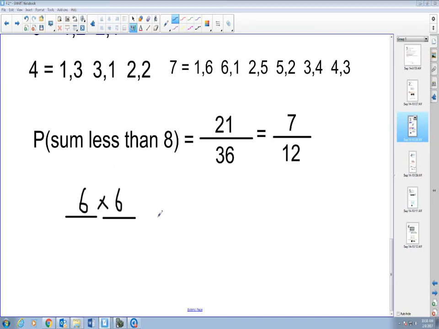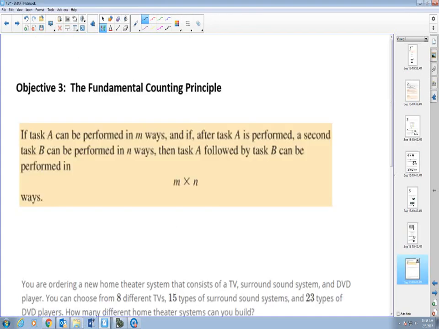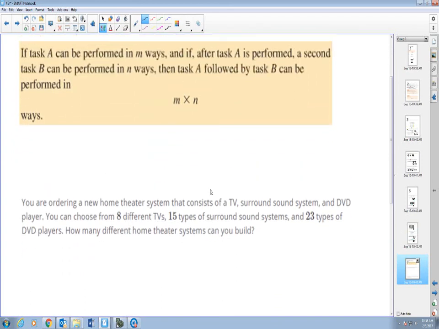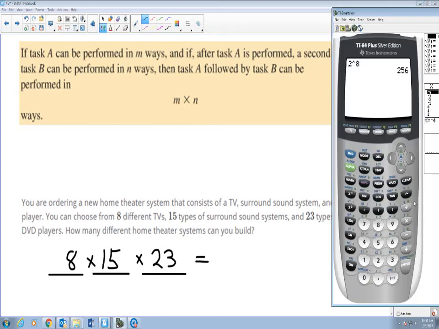Okay, so for these answers I had in the previous lecture video, I didn't tell you how I got those numbers. And the way I get them is by this thing called the fundamental counting principle. So we actually multiply. Let's say we're going to order a new home theater system that consists of a TV, a surround sound system, and a DVD player. So I have 3 tasks. We can choose from 8 different TVs at a store, 15 different types of surround sound, and 23 different types of DVD players. One task followed by the other. So how many different home theater systems can you build? How many different combinations of the 3 things? That's 8 times 15 times 23, which is 2,760 different ways.